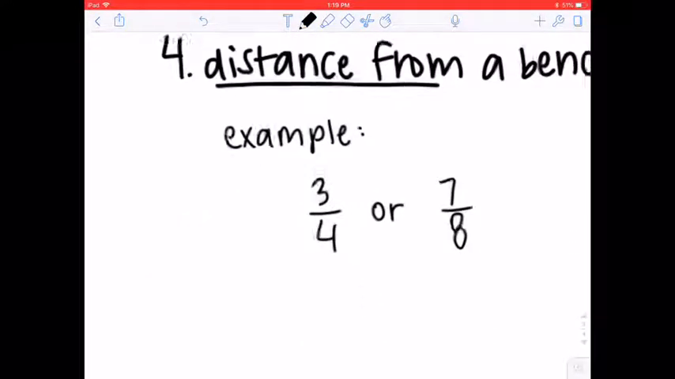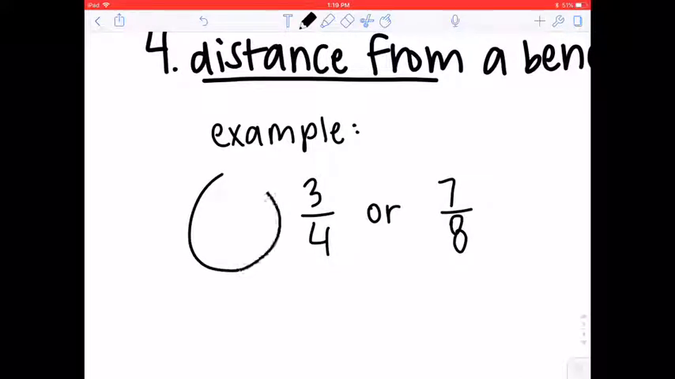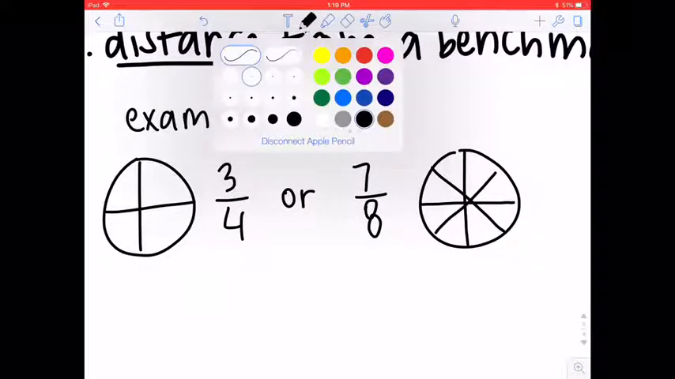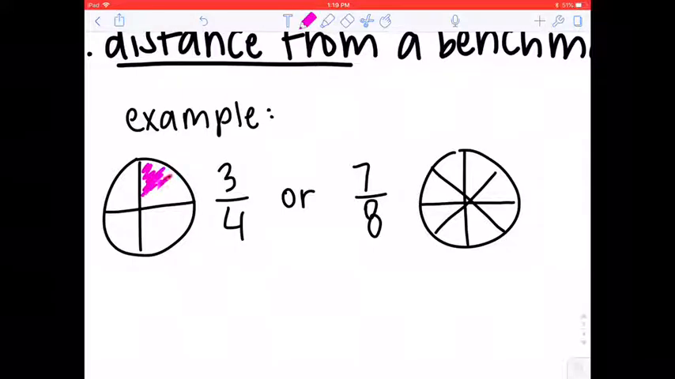The fourth one is the distance from a benchmark. And remember, this is where both fractions are missing the same quantity of pieces. So 3/4 and 7/8 are both one slice of pizza away from being a whole pizza. So for 3/4, we have 3 pieces of pizza and we're missing 1 slice. For 7/8, we have 7 pieces of pizza and we're missing 1 slice, the same amount.